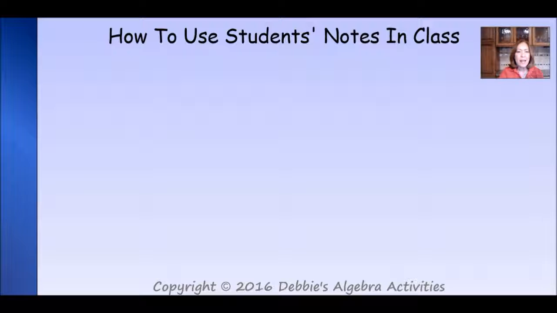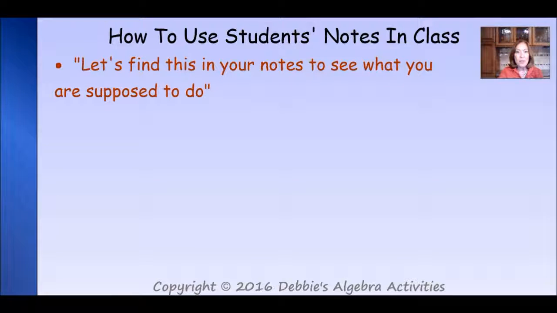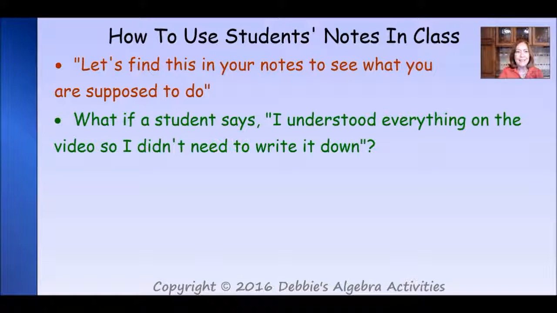Let's take a look at how to use student notes in class. "Let's find this in your notes to see what you're supposed to do," is my first response when students ask for help. Once they see that they already have an example like the problem they are working, they gain confidence and usually complete the problem on their own. Eventually, students learn to look to their notes for help first. Of course, if students are still confused, I help them by explaining the example again.